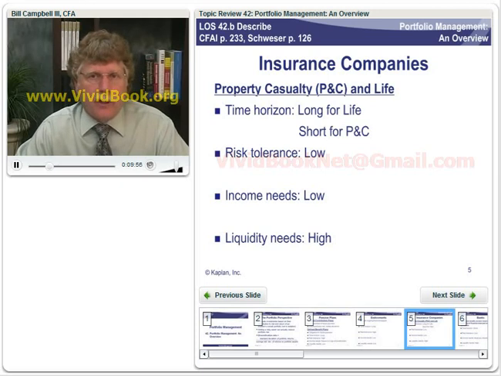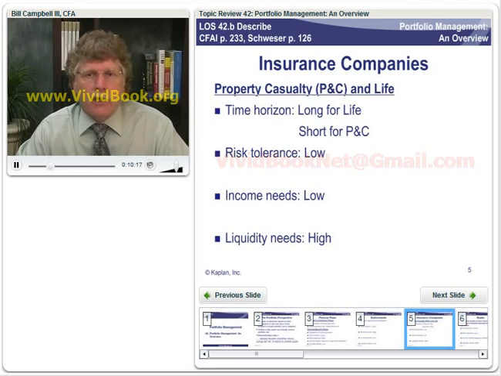So because they don't know exactly what the timing is going to be on the policy, they tend to have lower risk tolerance. If they have a large loss on their investment and that happens to come at a time when there's a natural disaster and they have big payouts, that could ruin the insurance company. So generally low risk tolerance.